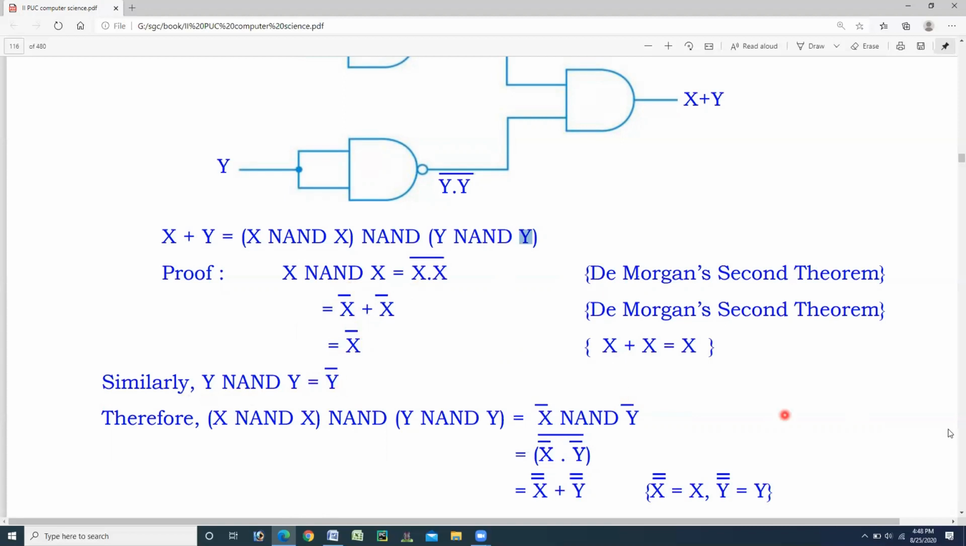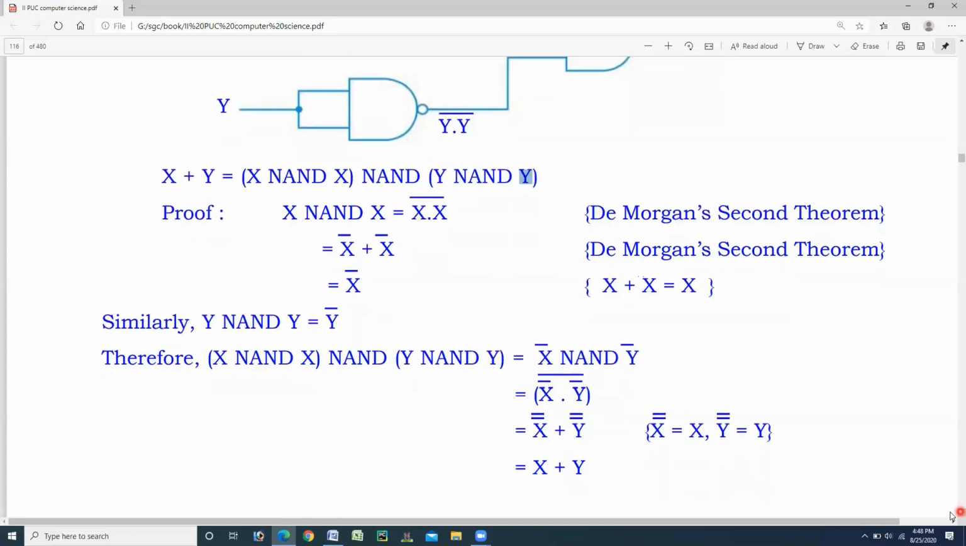Now you can go for the third NAND logic symbol. The outputs of these two, X complement and Y complement, are inputs for the third NAND gate.